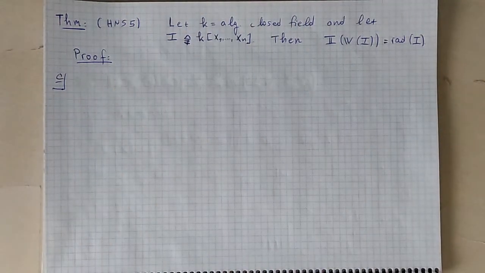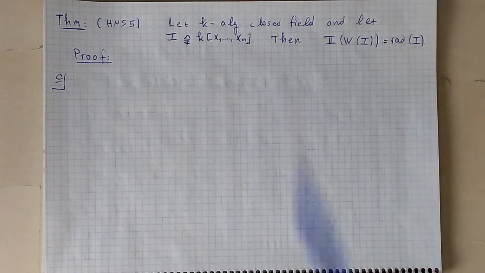Hello everybody. So in this video we're going to prove the last version of Hilbert's Nullstellensatz. We're going to prove the fifth version, which says that if K is an algebraically closed field, and we assume that we have a proper ideal of the polynomial ring, then we have this equality of ideals.